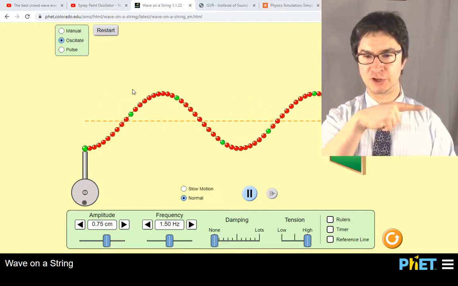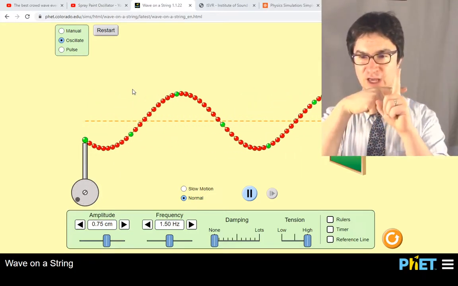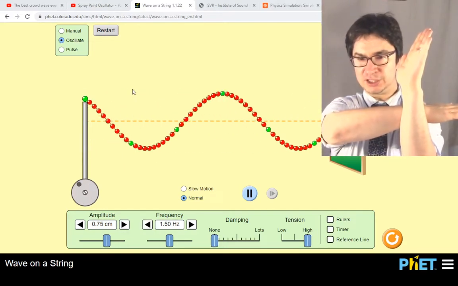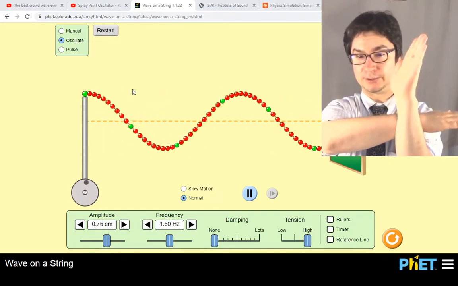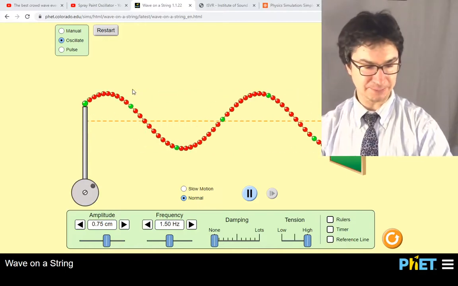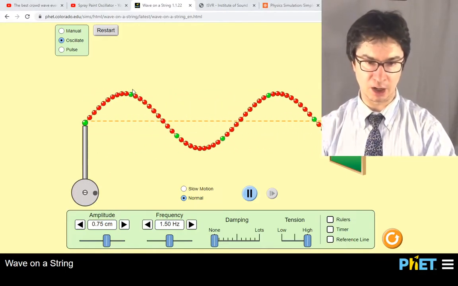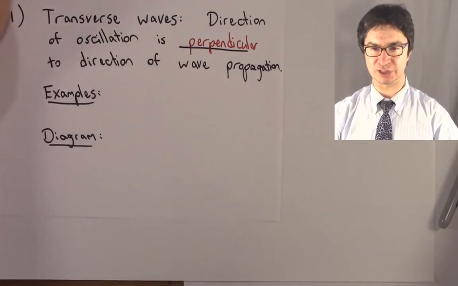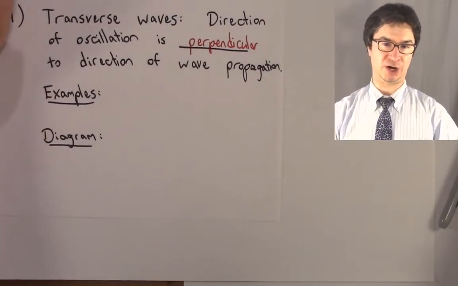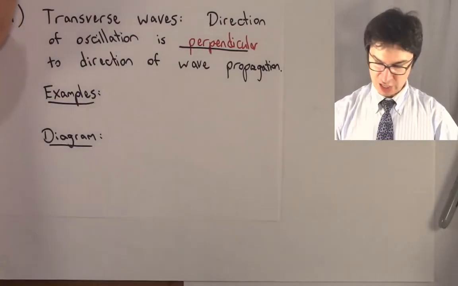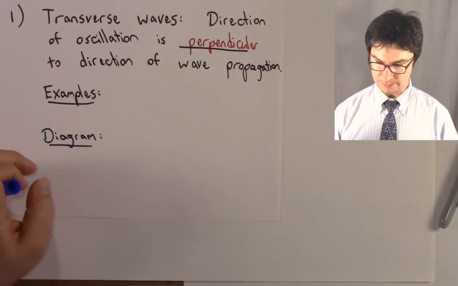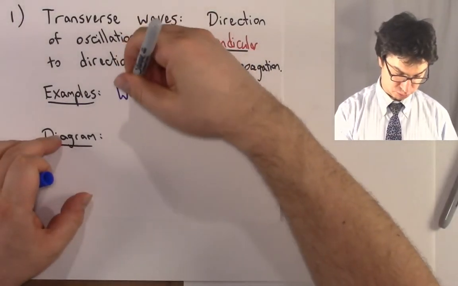So that means that the angle between the direction of the oscillation and the direction of wave propagation is 90 degrees, which means they're perpendicular, right? So what we're going to say in a transverse wave is that the direction of the oscillation is perpendicular to the direction of the wave propagation. Now, some examples of this would be waves on a string.